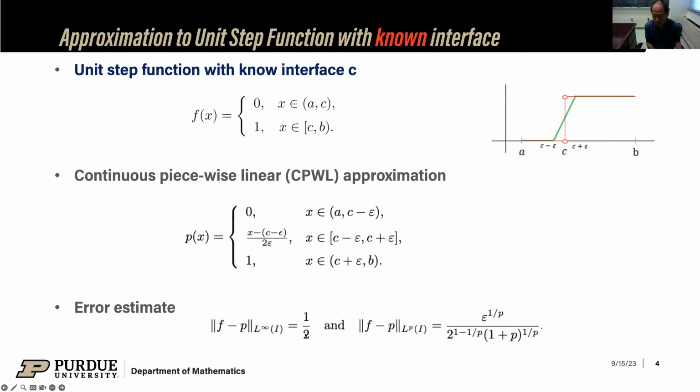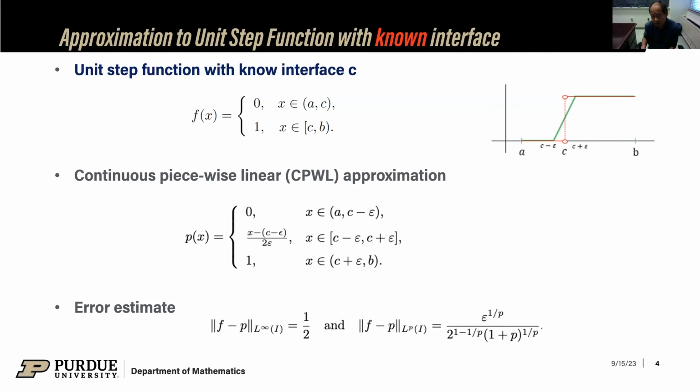Particularly, you can easily compute the error estimate in the infinity norm. Of course, you don't have the approximation; this is half. If you're using the L^p norm, then it depends on the size of epsilon. If p equals 1, you get a linear order. If p is large, for example the L2 norm, you get only the square root of epsilon. So if we knew the interface, this is a simple problem. We can approximate very well by continuous piecewise linear polynomials.